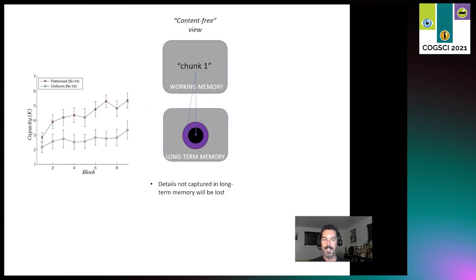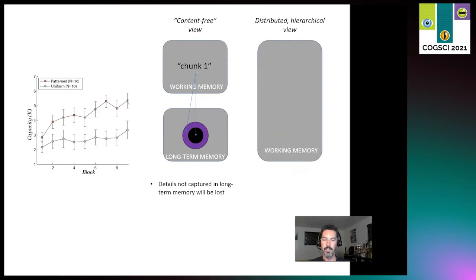The reliance on long-term memory instead of current trial colors means that this content-free view will predict that any trial-specific details that aren't captured by long-term memory associations will be lost to working memory. On the other hand, our view is that working memory representations are hierarchical and distributed. The chunk pointer can be retrieved from long-term memory and held active in working memory, alongside perceptual information that is held at a different level of the hierarchy. This view predicts that memory will retain trial-specific details that are not regular and so are not available in long-term memory, even when learned chunks are used to boost performance.